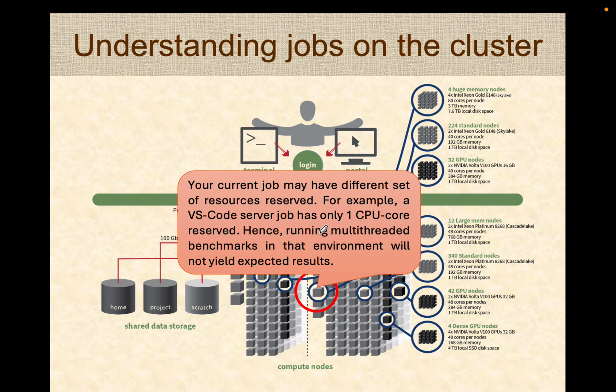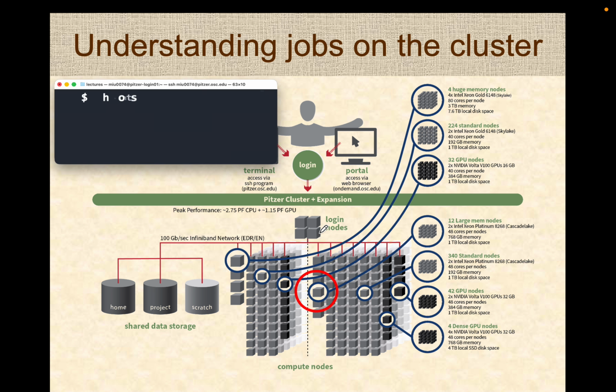So running multi-threaded benchmarks or other programs will compete with the VS Code processes that are running. So you will have a lot of noise in it and you will not get a statistically significant result. So the key here is whether it be in a VS Code job or in a regular terminal, your job might be running on a compute node. So let's say in this case, let us assume it's running on compute node P0110.